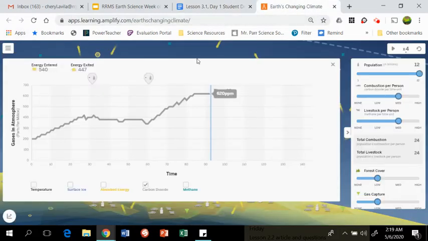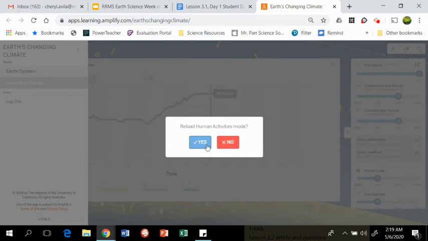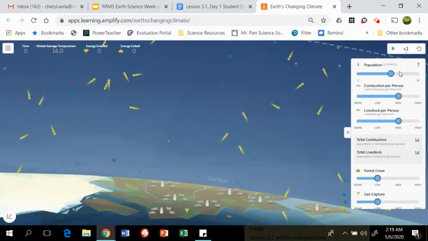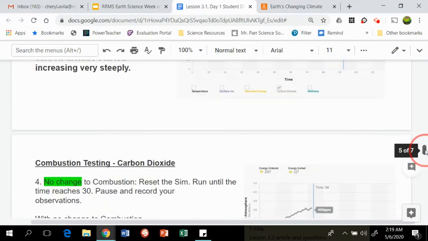All right, so the next one, I'm going to test combustion. So I'm going to reset my sim to human activities. Yes. I'm leaving population alone now. When I do change something, I'm going to change combustion per person here. But first, I'm going to let it run with no changes for 30 seconds.